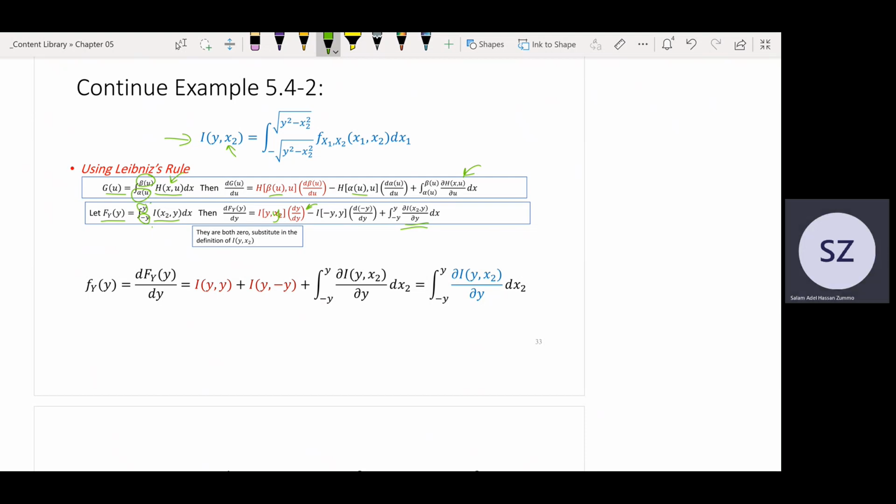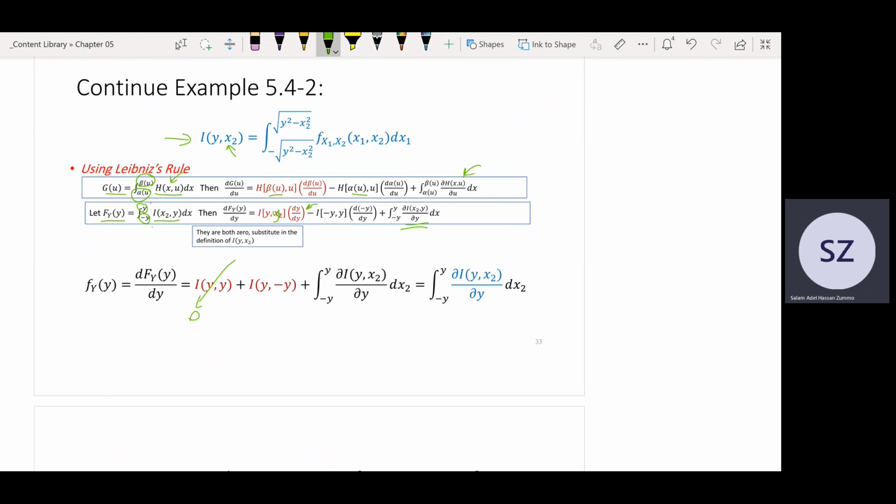Y squared minus y squared is 0, and y squared minus y squared is 0. So I'm integrating any function, it doesn't matter what the function is, from 0 to 0. What do you get? 0. So basically, this is the first thing. This is 0. The same thing here.